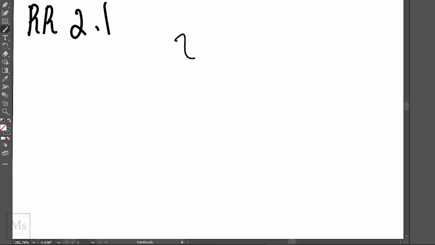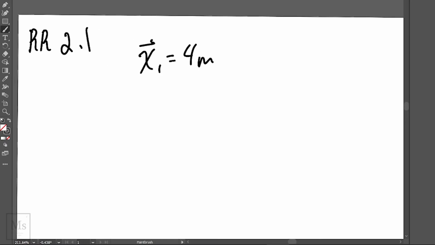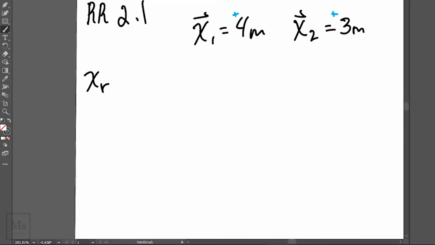Two displacement vectors. I'm going to label one x1, and that is 4 meters. I want to label the second one x2, and that is 3 meters. Remember that these are both vectors, okay? So we have units on both of them, meters. And also remember that these are both facing the same direction. They're both positive. And so it's asking us, how can we get a resultant vector?